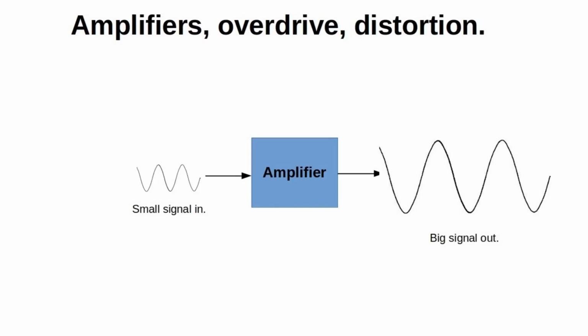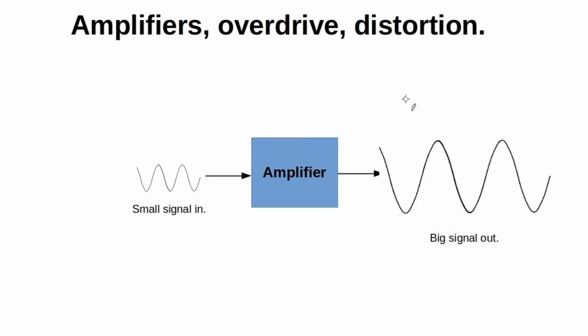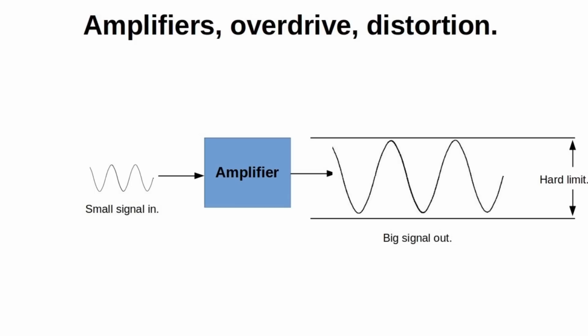The basic idea of an amplifier is a small signal goes in and a big signal comes out. They amplify. No kidding, really? Well, yeah. The thing, though, that's important to understand is that all amplifiers have a hard limit. There's a point beyond which they cannot amplify a signal any further.